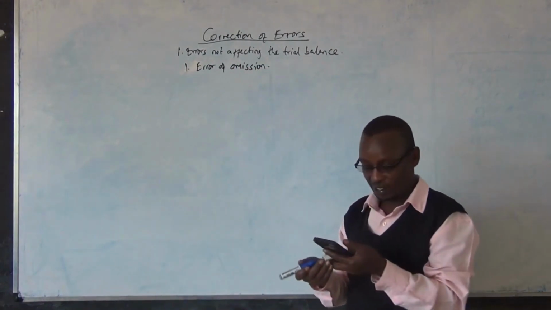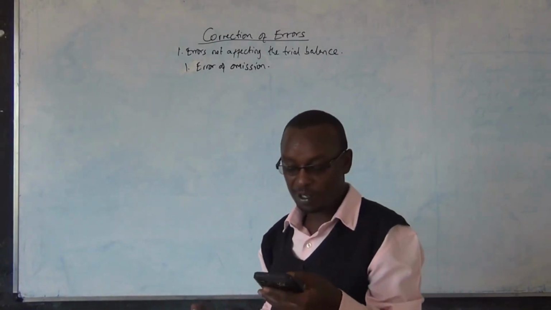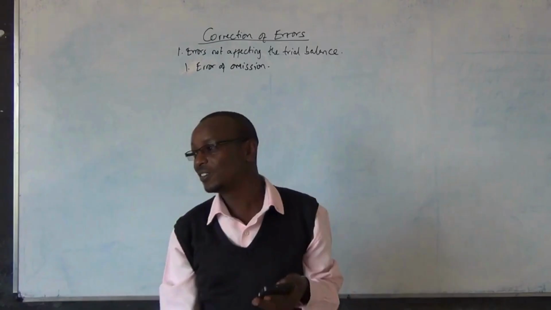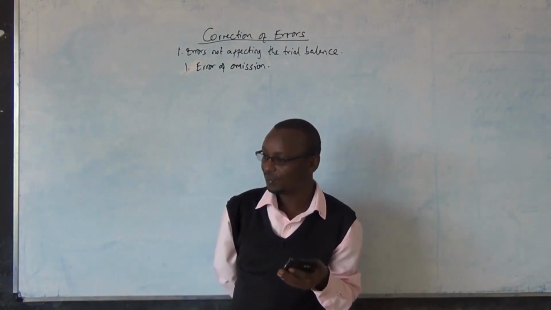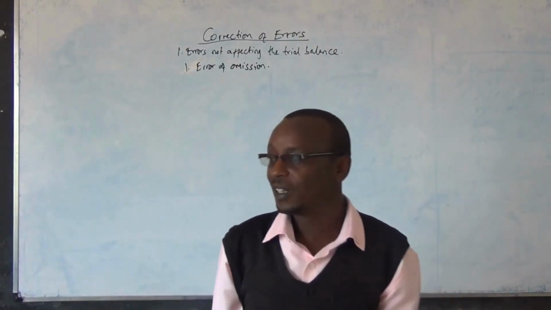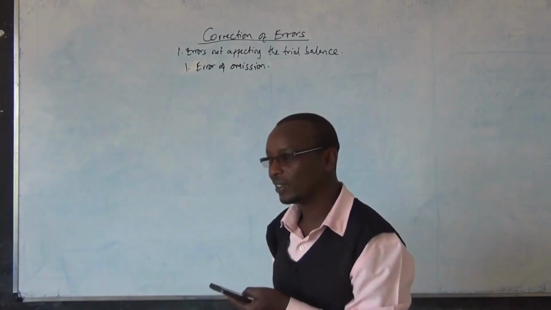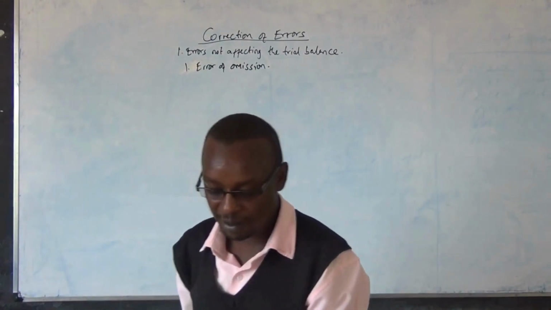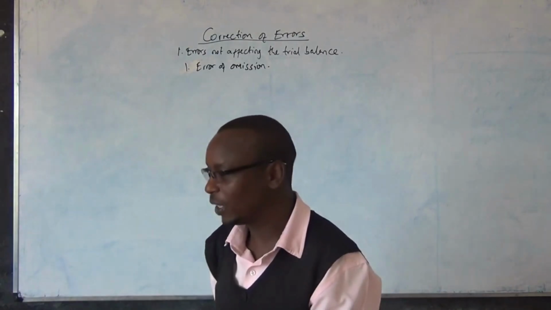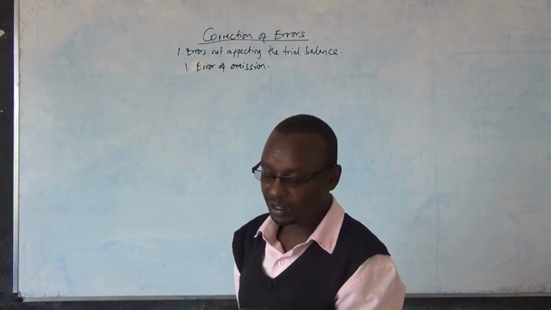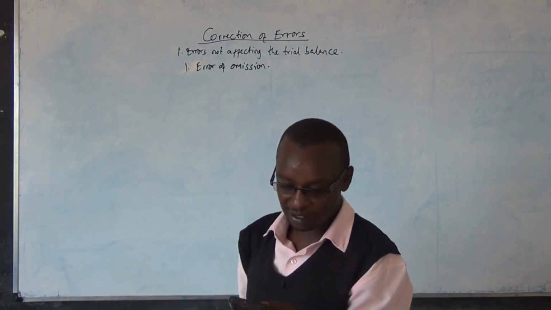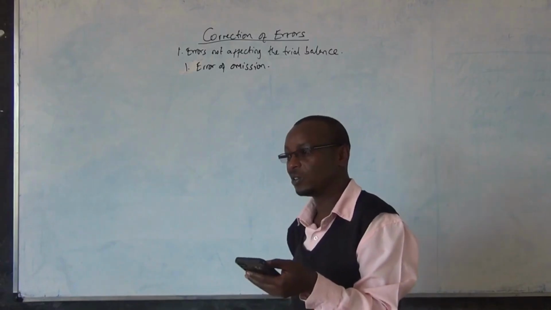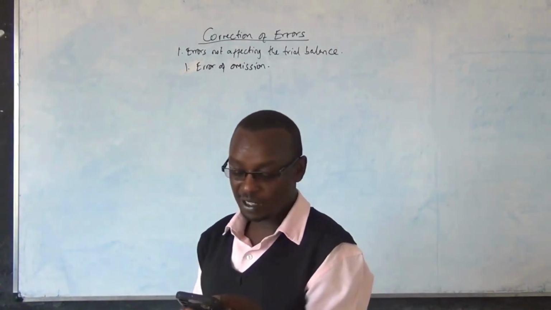This is an error that occurs when the transaction is completely omitted from the books of accounts. So if you omit a transaction, it has neither a debit nor a credit entry anywhere. Your trial balance will agree. A good example is if you bought a motor van for 900,000 shillings, and you neither debit the motor van account nor credit the cash account, then your trial balance will agree, but already you have made an error. That is an error of omission.